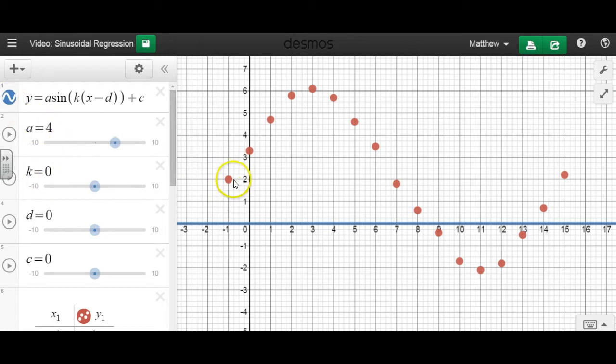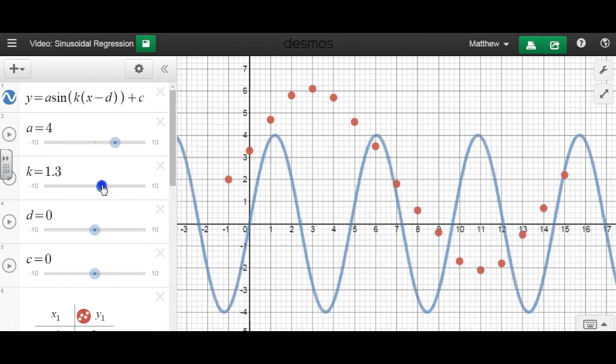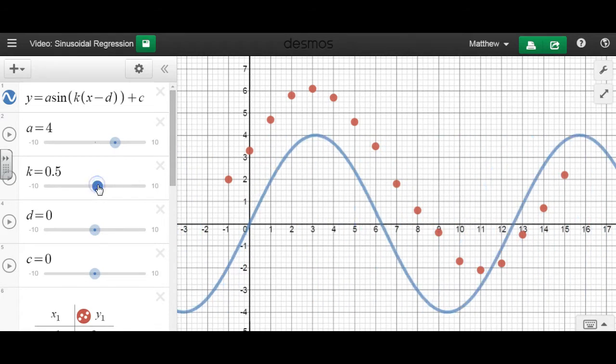Then basically I can look at the other values. I can see here that I'm going from -1 all the way to 15, so my wavelength, or my period here, is 16. That means that my k value would be 2 pi, normally 6.28, divided by the 16. So we're looking at something in the neighborhood of a half, and that looks like it's fairly close there. And so on and so on.